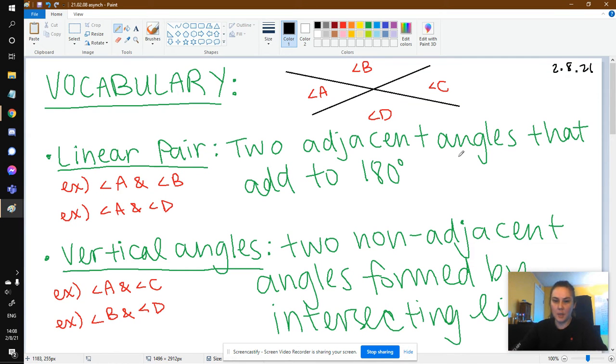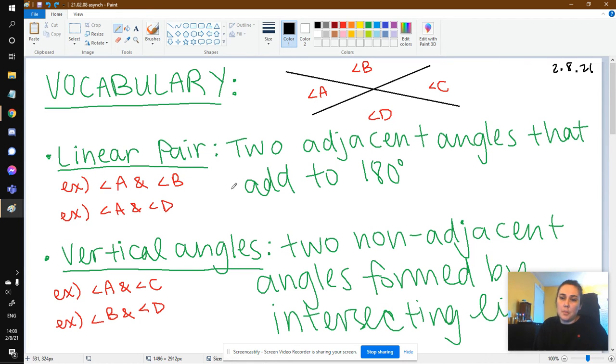Here's a video about what we did in class today and what the assignment is this afternoon. We had two pretty important vocabulary words today: linear pair and vertical angles. I drew the picture up here for both of them.